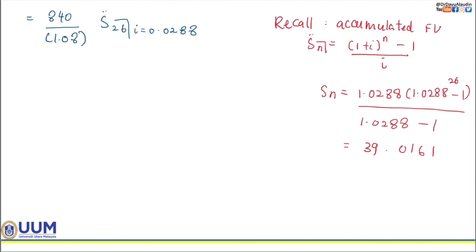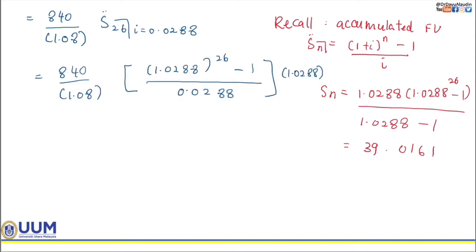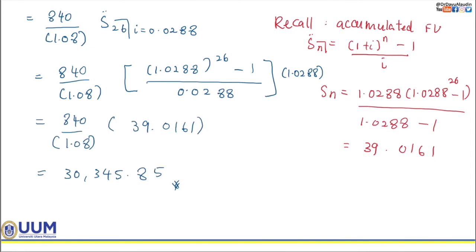So to solve the summation, we can use the accumulated future value, or we can also use the geometric series function. So let's say we use the accumulated future values. So we get this one. And finally we get 30,345 ringgit 85 cent. Similarly, if we use geometric series and substitute here, we will get the same answer.